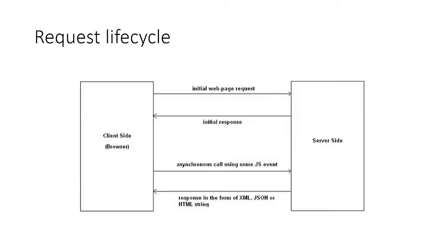Next, this is a typical request lifecycle for HTTP. The client side, for normal people, is the browser, and the server side is the server, for example Facebook or Google. When you send a request, first you do an initial web page request, for example google.com. The server sees the request and gives you the response, which is the web page of google.com. Then there are asynchronous calls using some JS events. For example, in Facebook, when you want to create a comment, that comment is created asynchronously using JavaScript events.